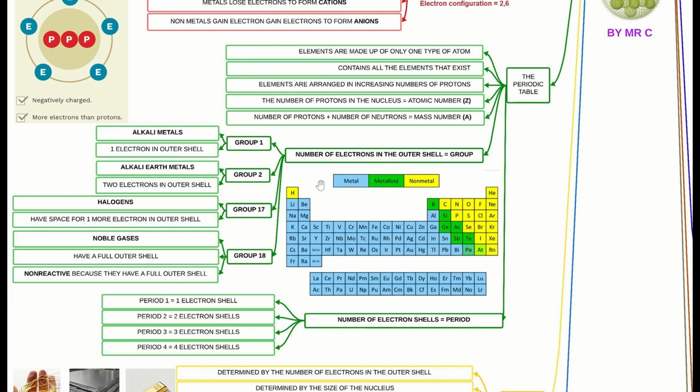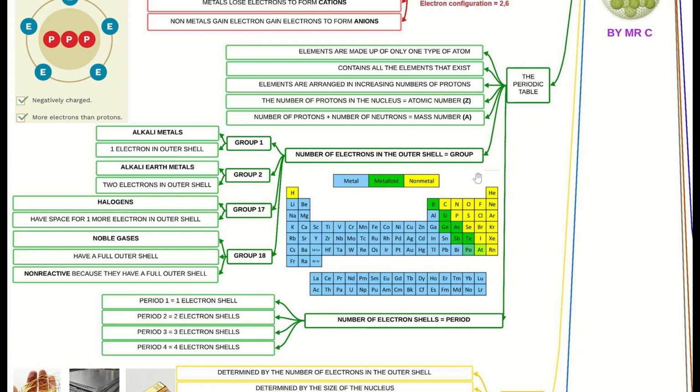Okay? Group 1 we call the alkali metals. They have 1 electron in the outer shell. Group 2 are called the alkali earth metals. They all have 2 electrons in their outer shell. Then we get across to here, we can see that group 18, the noble gases, they have a full outer shell of electrons and therefore are non-reactive.